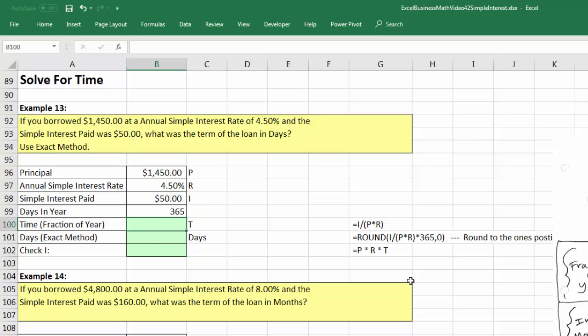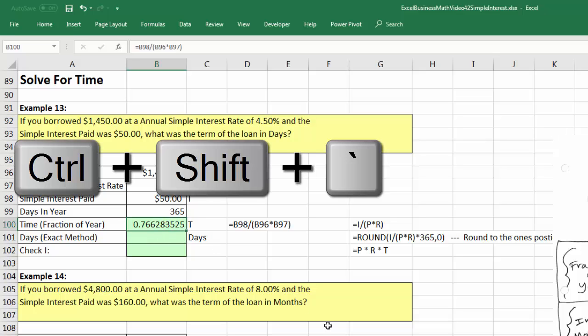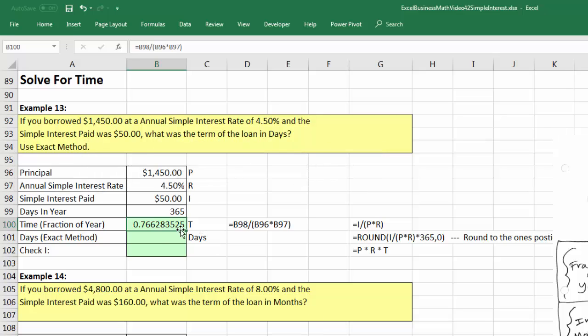Let's calculate our fraction of a year. Equals, there's the full interest divided by, and there are three things in the denominator: principal, rate, and time. I'm solving for time. So what do I need? I need the other two, the principal times the rate. Close parentheses and enter. I'm going to wipe away the number formatting, Control-Shift-tilde. That applies general number formatting. Now that's the fraction of a year.